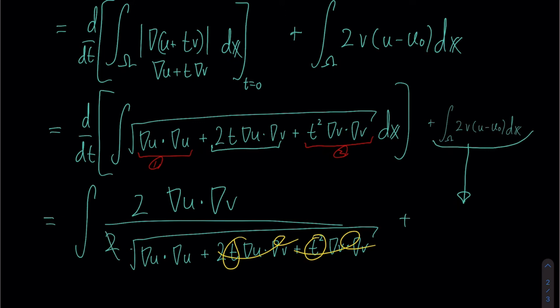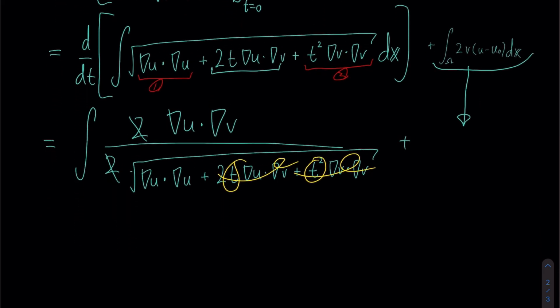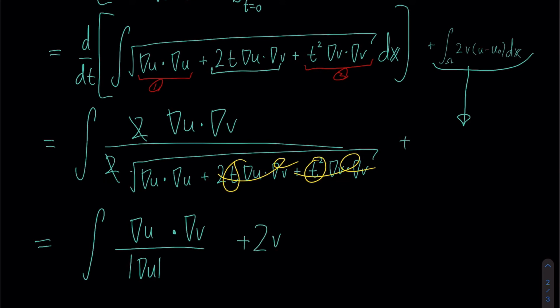Now let's erase the 2's, and furthermore, the square root of a vector dotted with itself is really just the size of the vector, right? So you can rewrite the denominator one last time to be the size of nabla u. And we have this dotted with nabla v plus 2v times u minus u0 dx.